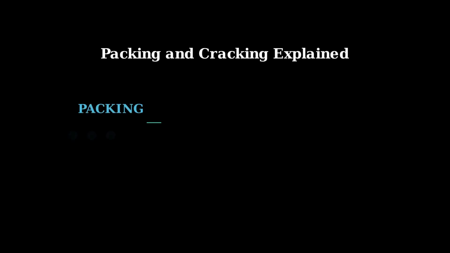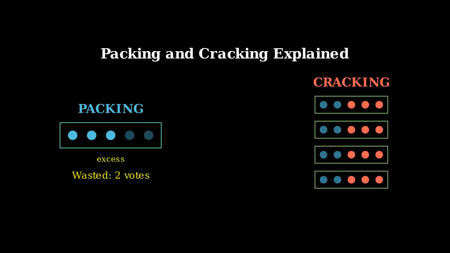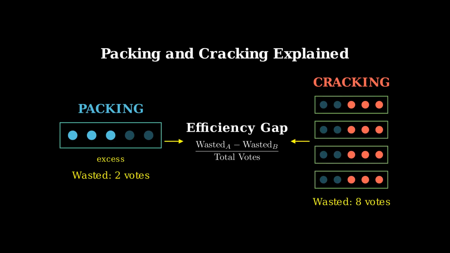The first tool is called the efficiency gap, and it's elegantly simple. The key insight is that gerrymandering works through 2 tactics: packing and cracking. Packing means stuffing your opponent's voters into a few districts so they win those seats by huge margins. All those extra votes beyond what's needed to win are wasted. Cracking means spreading the remaining opposition voters across many districts so they lose everywhere by small margins. Those losing votes are also wasted. The efficiency gap counts these wasted votes for each party.